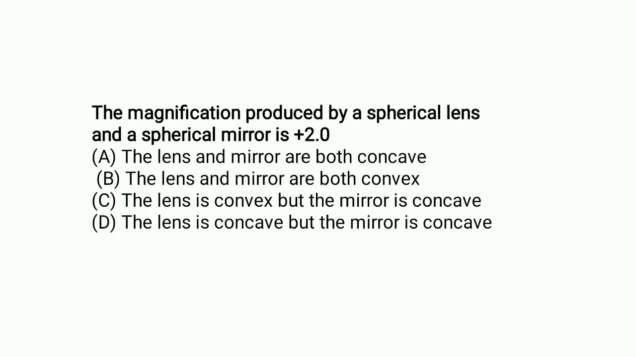Next question. The magnification produced by a spherical lens and a spherical mirror is plus 2.0. Here it is the same case as I explained in the previous question. Magnification of plus 2 means the image is enlarged, so option C is correct: the lens is convex but the mirror is concave.